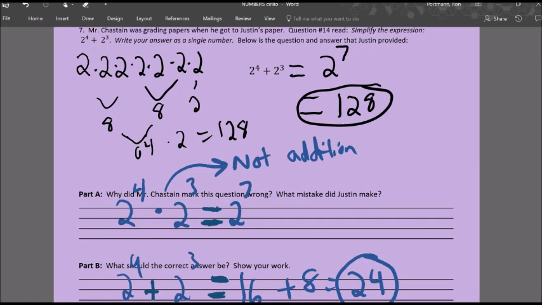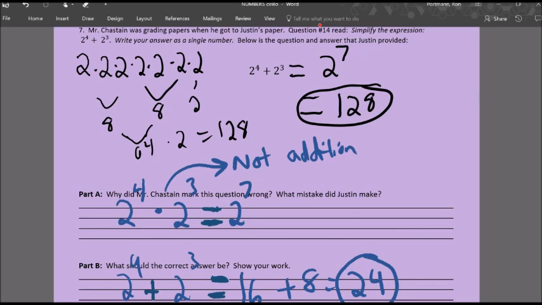It says Mr. Chastain was grading papers when he got to Justin's paper. Question number 14 read, simplify the expression 2 to the fourth plus 2 to the third. Write your answer as a single number. So you're going to write your answer as an integer. Below is the question and answer that Justin provided.